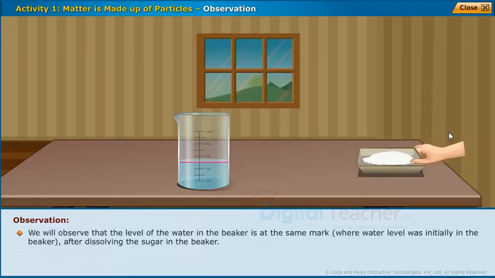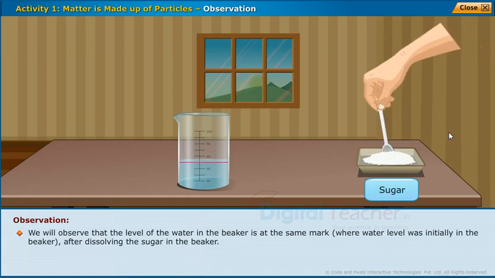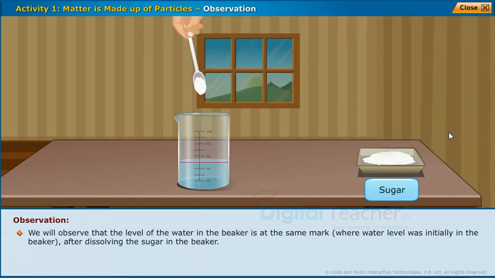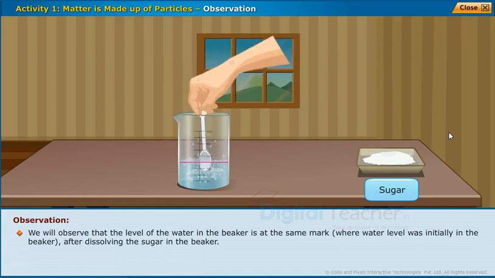We will observe that the level of the water in the beaker is at the same mark, where the water level was initially in the beaker, after dissolving the sugar in the beaker.